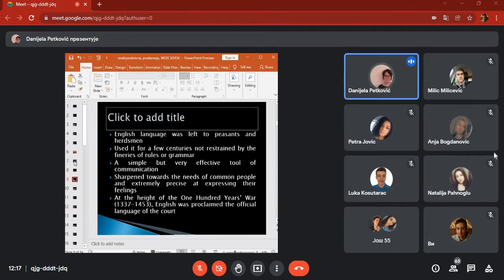who all spoke French. This does not mean that the English language was forgotten. English was also in circulation, it was also used, but it was used by the lower classes. It was used by peasants, by herdsmen, for a few centuries. No comprehensive grammar book was created, so it was a very economic language, and it was preferred by these poorer people. In a way, it was a very effective means of communication, and it only became the official language of the court, pay attention, at the height of the 100 Years' War, which took place between the 14th and the 15th century.